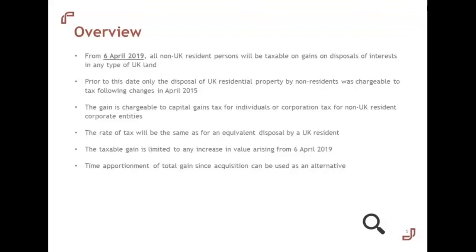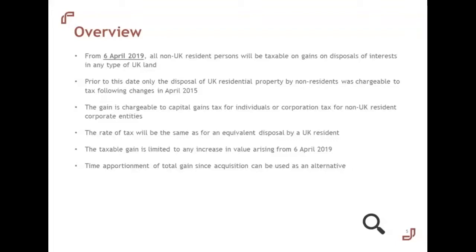So that's broadly, for non-resident companies, it's currently 19%, and from April 2020, it's 17%. For individuals, it's 10% or 20% for commercial property, and 18 to 28% for residential property, depending on your own marginal rate.